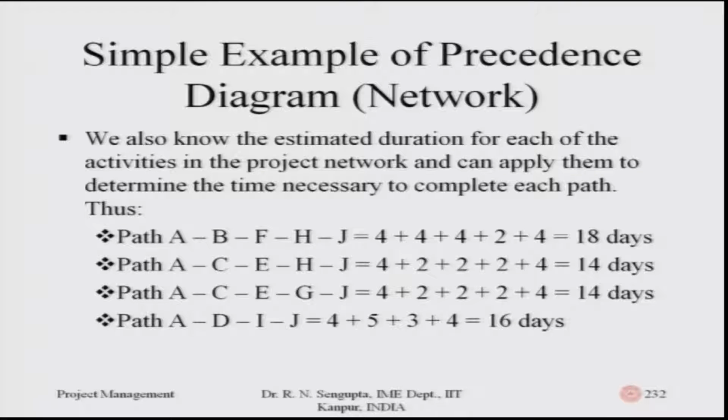So A would be 4 in path 1, path 2, path 3, and path 4. B has a duration of 4. C has a duration of 2 in both path 2 and path 3. Similarly, if you note all the job durations and add them up, they give you the total duration taken for path 1. The first one is 18 days. Similarly, for the second, third, and fourth, the durations are 14, 14, and 16 days.